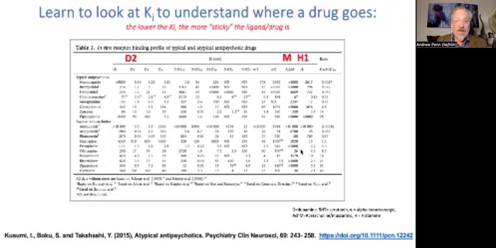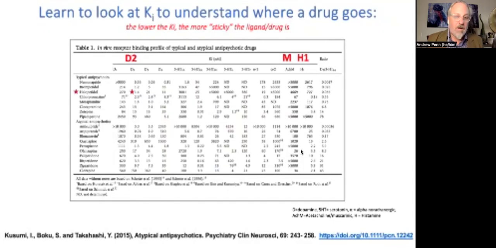What sort of side effects might this cause? So in the interest of being able to read this very small slide, I've highlighted the key places I want you to look at. So D2 is important in the treatment of psychotic symptoms. The M stands for muscarinic acetylcholine receptors, and H stands for histamine. So let's take a look at some different compounds here.